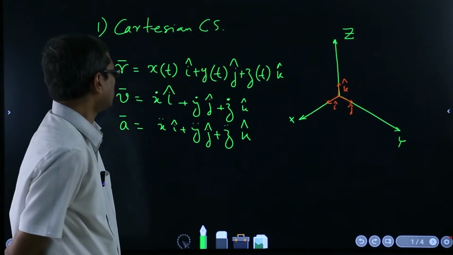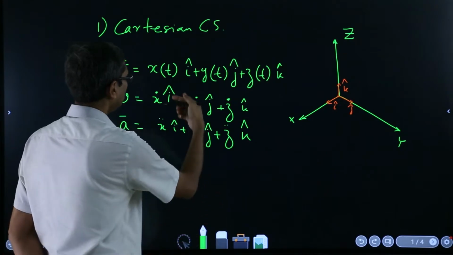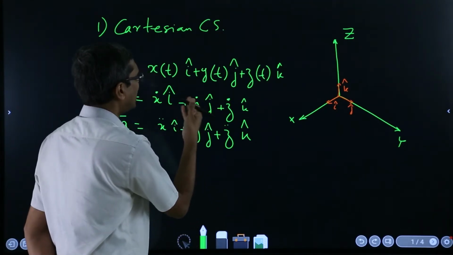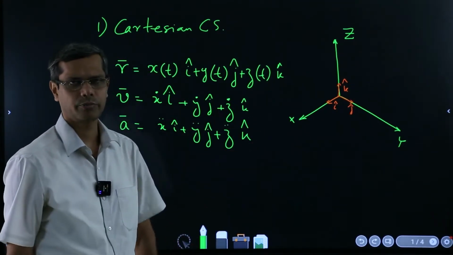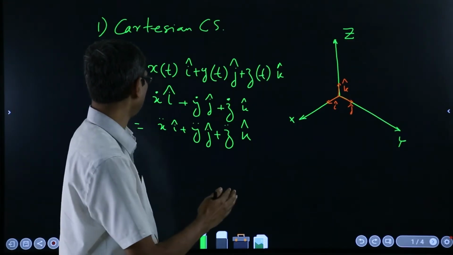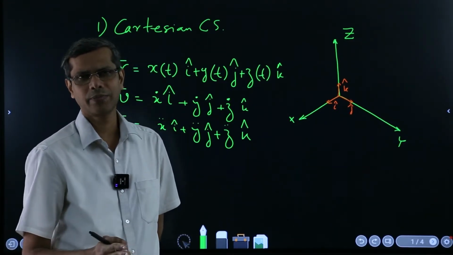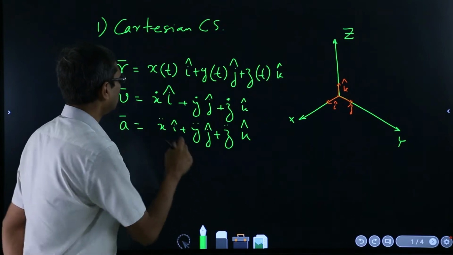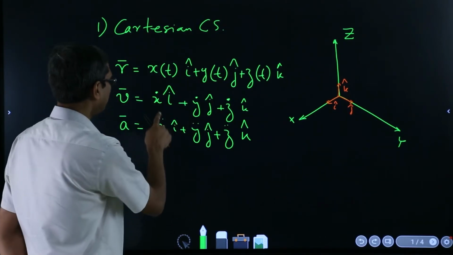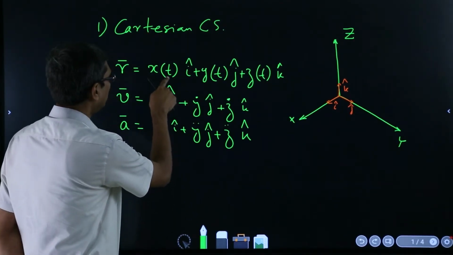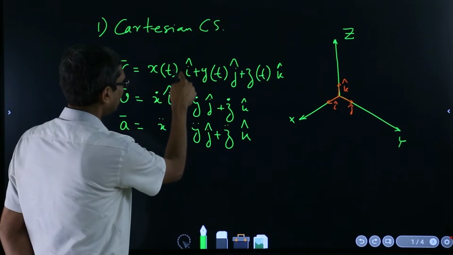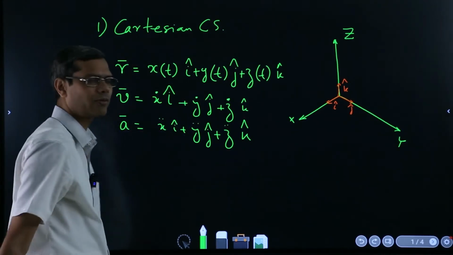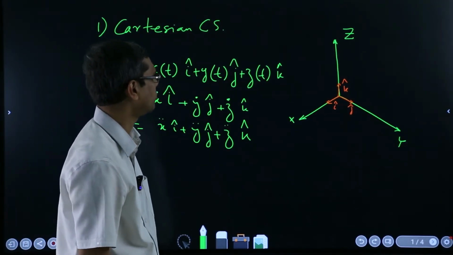So, you can evaluate them very simply, because i, j, k are fixed in space, and when you take the differentiation with respect to time, that differentiation does not come into the picture, because this is a product, but it is a constant, so you do not have to differentiate it anymore.